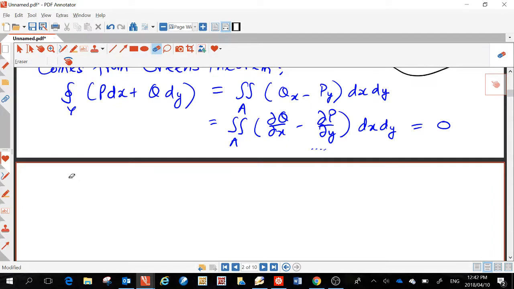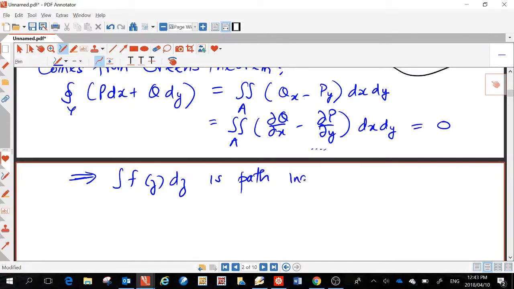This implies the integral of f of z dz is path independence. That's known as the Cauchy-Goursat theorem. If you have the Cauchy-Riemann equations working, then ∂P/∂y equals ∂Q/∂x. By Green's theorem, it means that the line integral is path independent. That's Green's theorem.